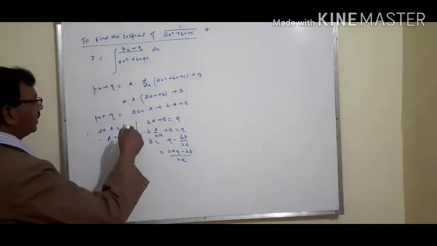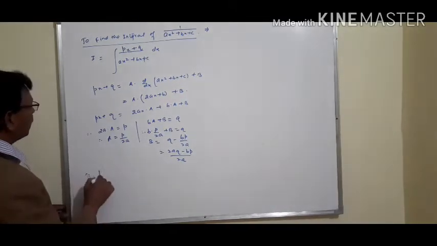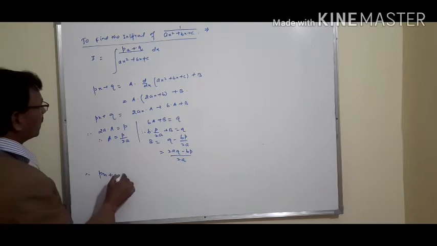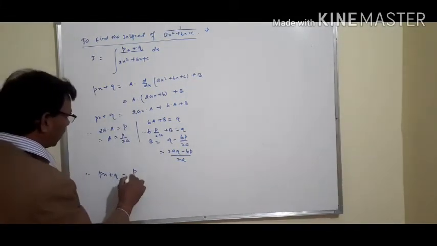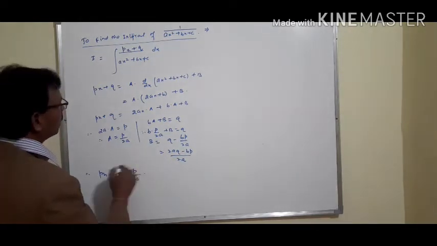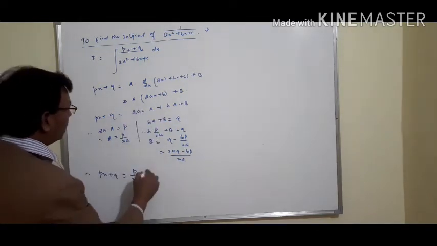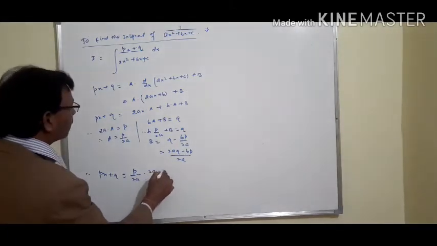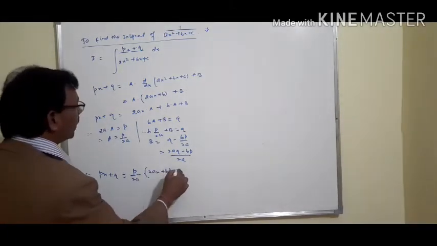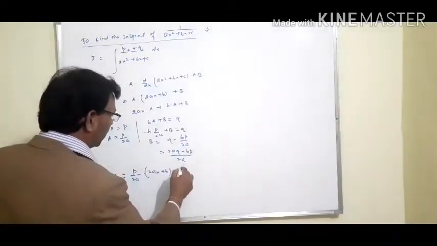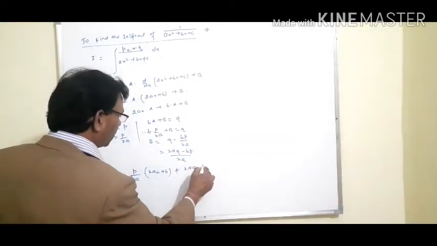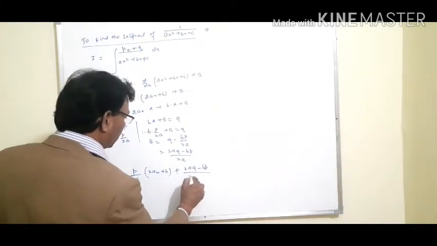Now we can write, therefore px + q equal to, on the place of A we write p upon 2a into (2ax + b), plus, on the place of B we write the value of B, (2aq minus bp) whole upon 2a.